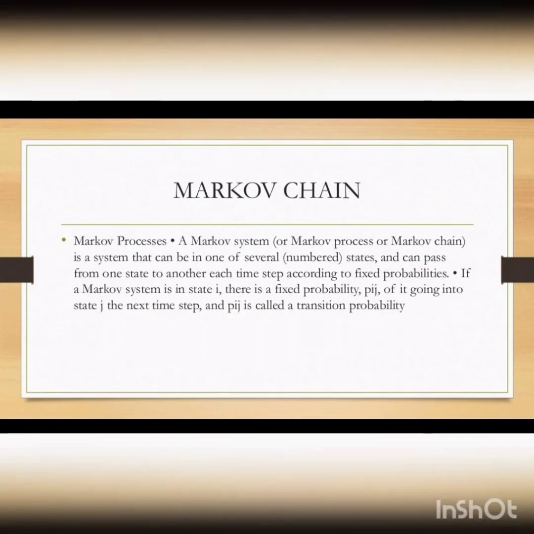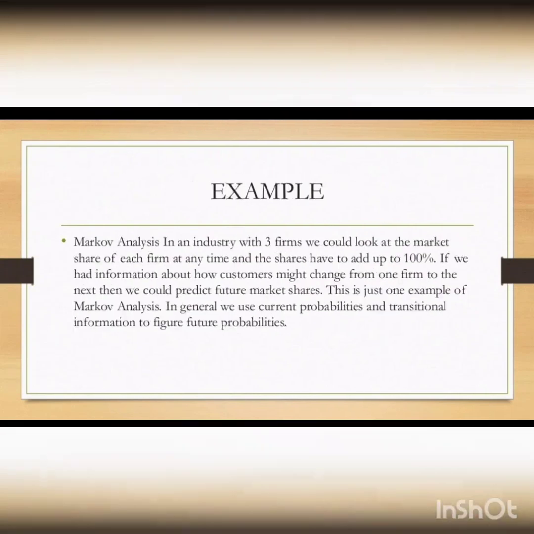A Markov system or a Markov chain is a system that can be in one of several states and can pass from one state to another, each time step according to fixed probabilities. If a Markov chain is in state i, there is a fixed probability Pij of its going into state j the next step, and Pij is called the transition probability.